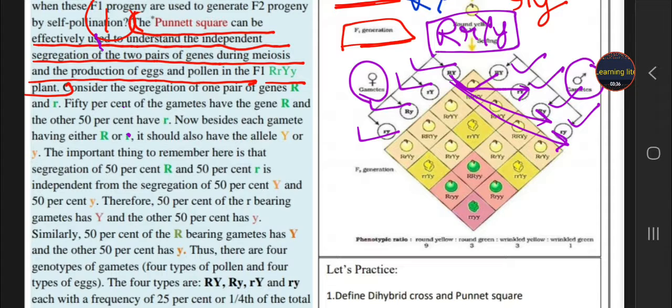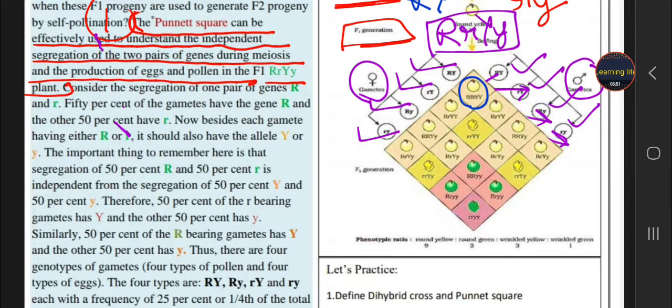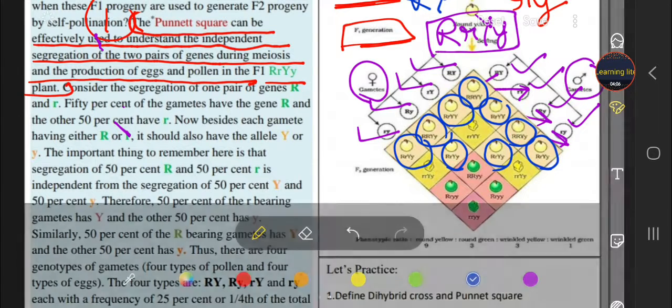Now we have to calculate the shape and the color of the seeds formed by the Punnett square. So let's calculate with me. Firstly, we have to calculate capital R and capital Y. 1, 2, 3, 4, 5, 6, 7, 8, and 9.